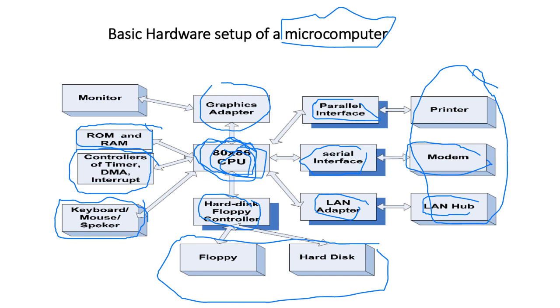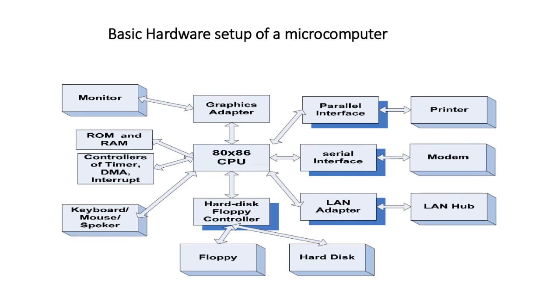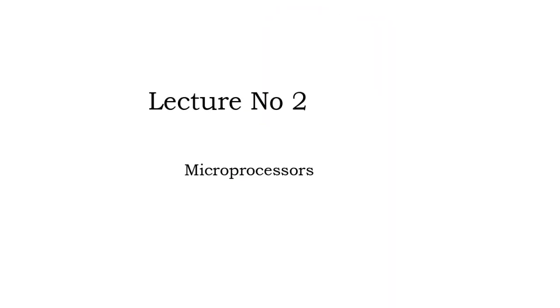So some devices have a parallel interface, some have a serial interface. One example is the modem, which is connected with the serial interface. One of the common parallel interfacing devices is the printer. So this is the basic information about how things are connected in the microcomputer system.